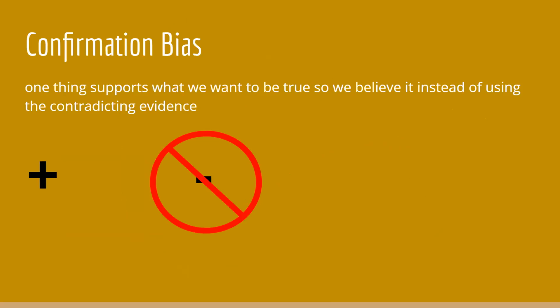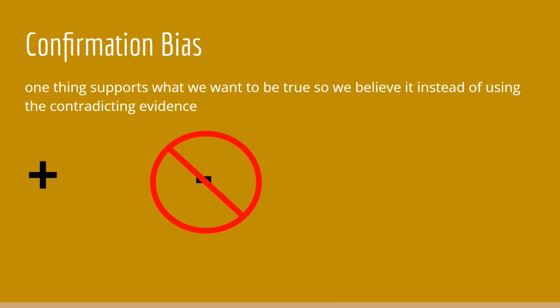What is confirmation bias? It's when one thing supports what we want to be true, so we believe it instead of using the contradictory evidence. So basically, there's something that supports what we want to be true, and we just ignore everything that's not true. I've been guilty of this before. I am trying to make a decision, and I know what I really want to do, so I just kind of ignore all the downsides of that.